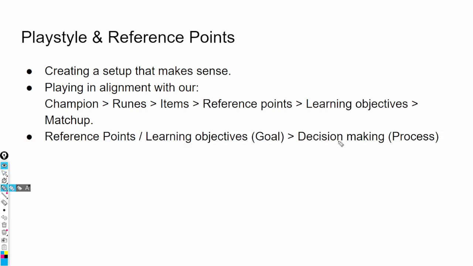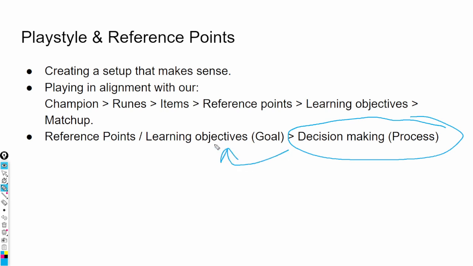And our decision making is the process of our games. It's the process that leads us towards achieving our goal, right? And the reference points and learning objectives, those are the goals when it comes to playing style. Every decision that we make is helping us achieve our goals, which is our learning objective and reference points.